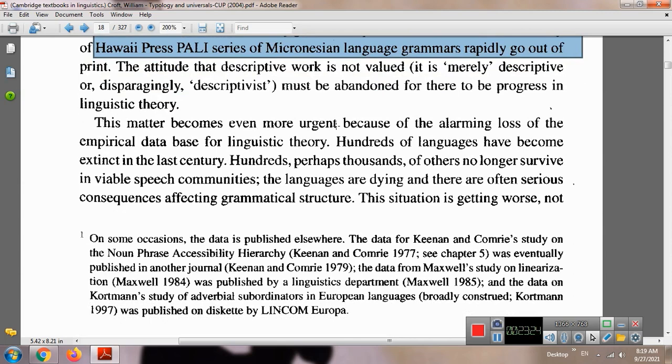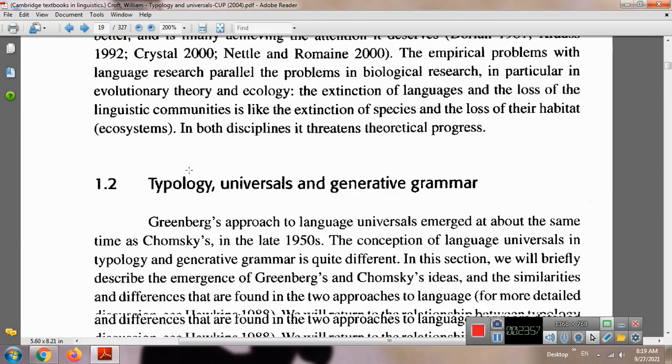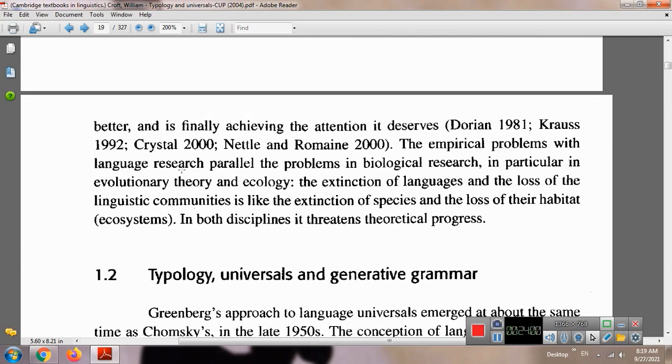This matter becomes even more urgent because of the alarming loss of the empirical database for linguistic theory. Hundreds of languages have become extinct in the last century. Hundreds, perhaps thousands of others no longer survive in viable speech communities. The languages are dying, and there are often serious consequences affecting grammatical structure. The situation is getting worse, not better, and is finally achieving the attention it deserves.